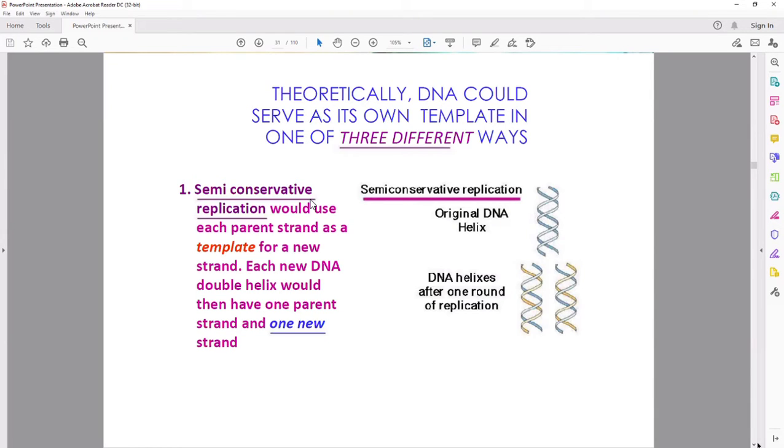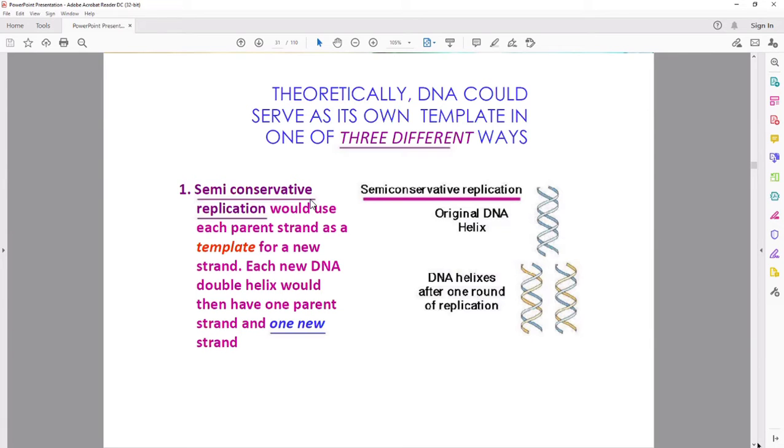Another term that you need to know. Theoretically, DNA could serve as its own template in one of three different ways. There are three different ways of replication: semi-conservative replication, conservative replication, and also dispersive replication.